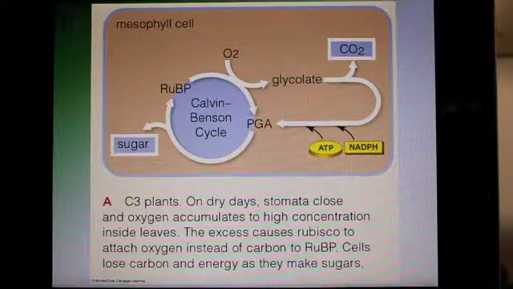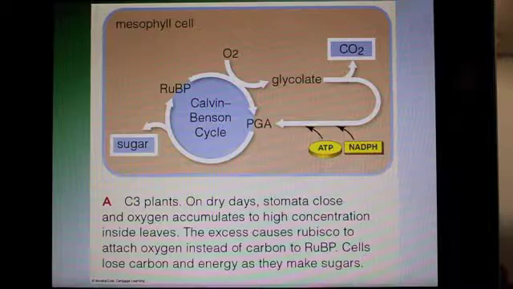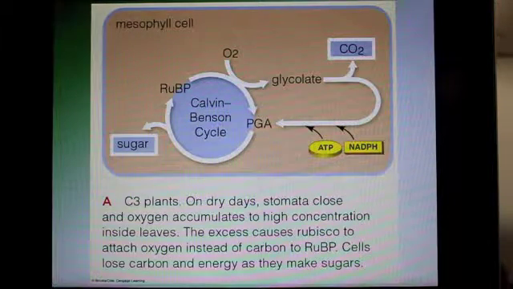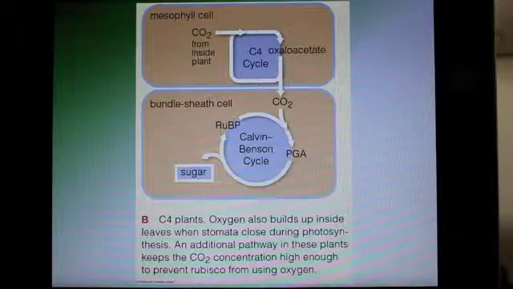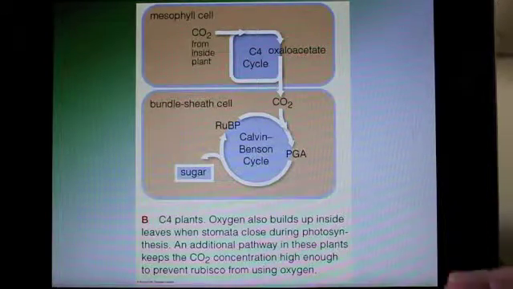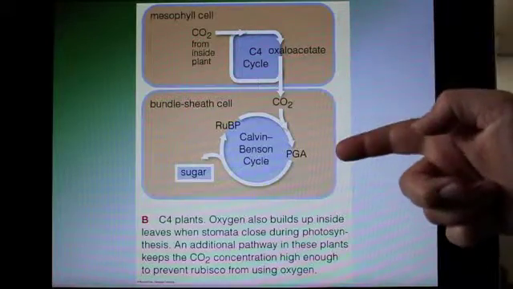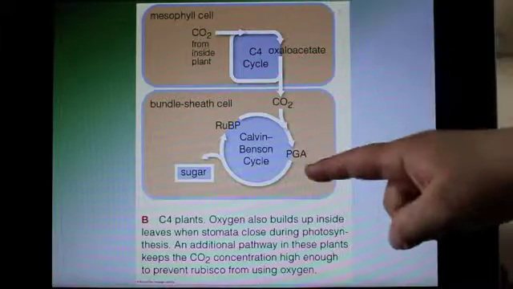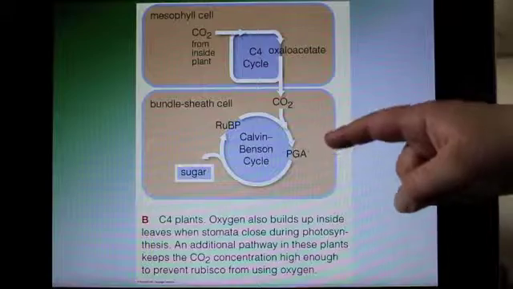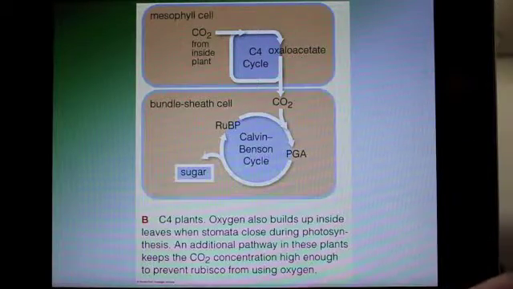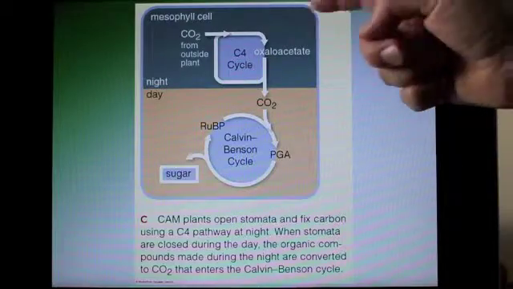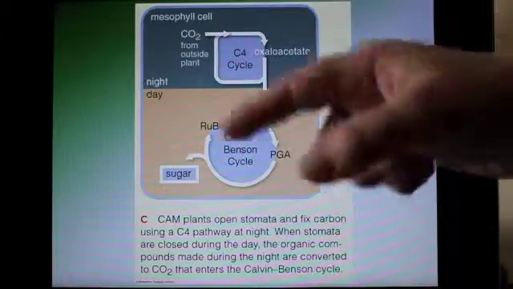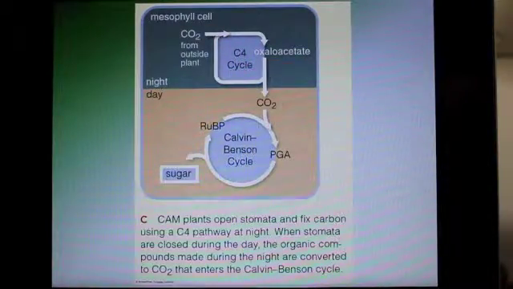So this one shows C3 plants. These are the plants where on dry days they wind up doing the photorespiration. Here's how C4 plants do it. They separate the carbon fixation from the Calvin-Benson cycle by doing it in different cells. And the CAM plants do it at different times of day. They fix the carbon at night and do the Calvin-Benson cycle during the day.